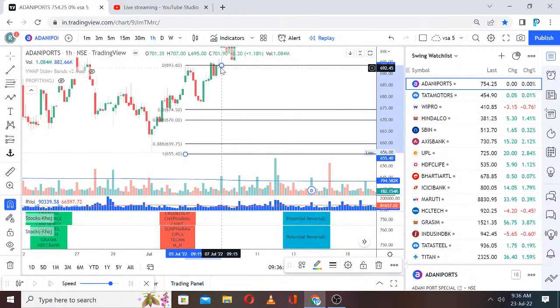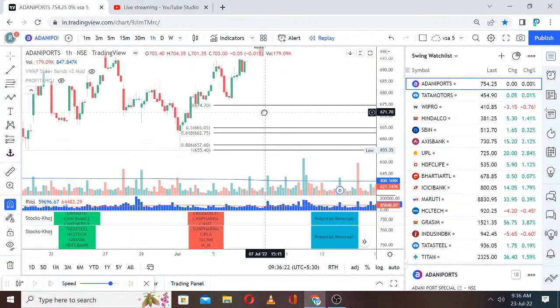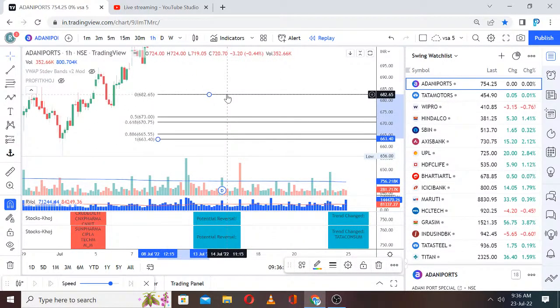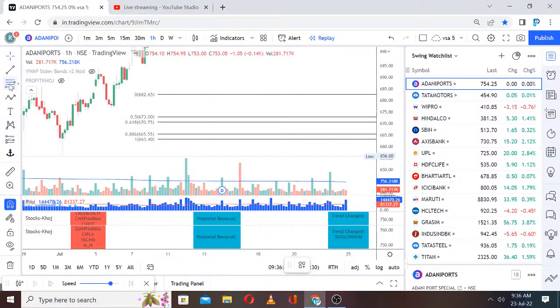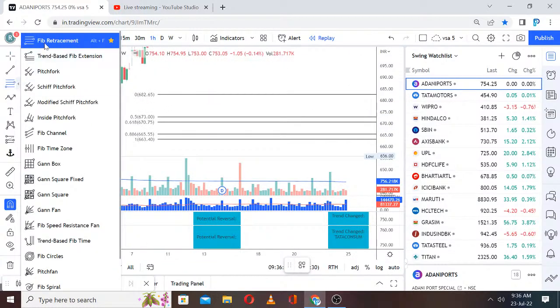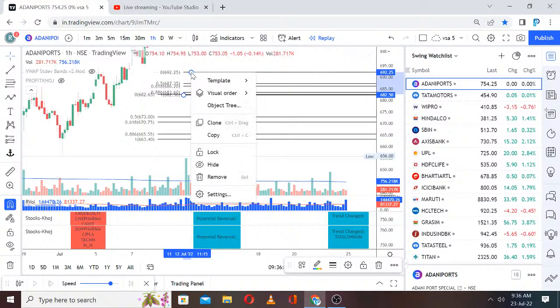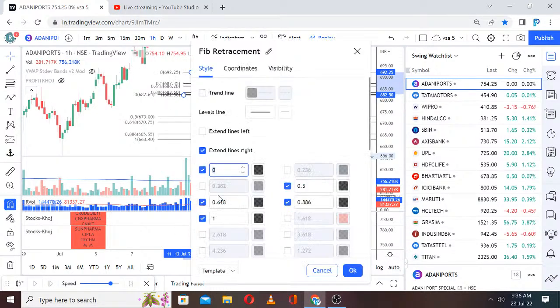Okay, about Fibonacci, I want to tell you something first. You go to the drawing tool. The first tool is the Fibonacci retracement. You select it, draw it anywhere, and right click on it. Go to settings. Keep these settings. Why? I will tell you later.